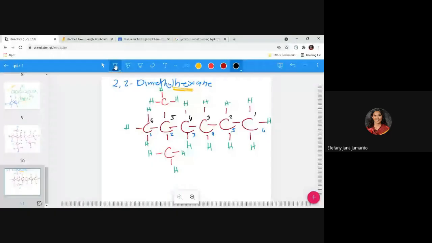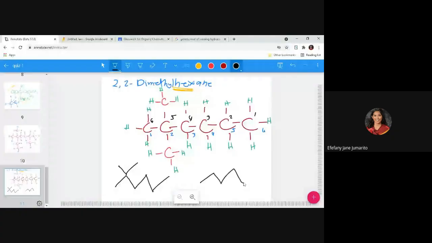And then we will find the line bond structure. For the line bond structure, simple. We have 6 man daw. So 1, 2, 3, 4, 5, 6. And then we have 2. Sa 2 man daw. Okay. Pwede ana. 1, 2. Pwede ana class. 1, 2. 6. Pwede ani class.